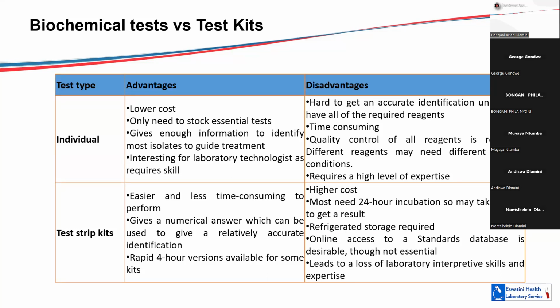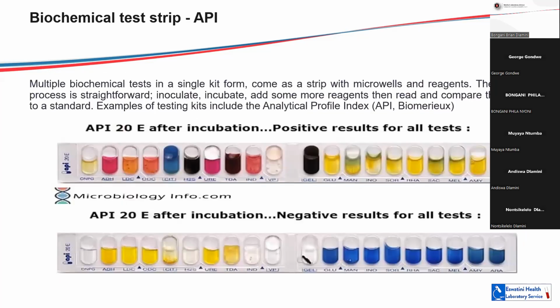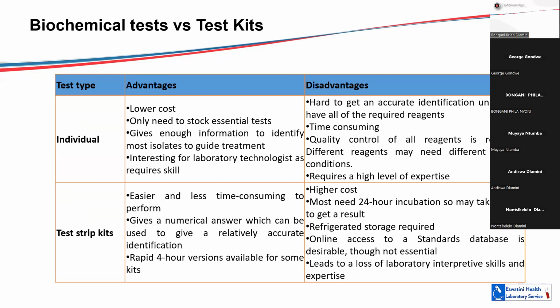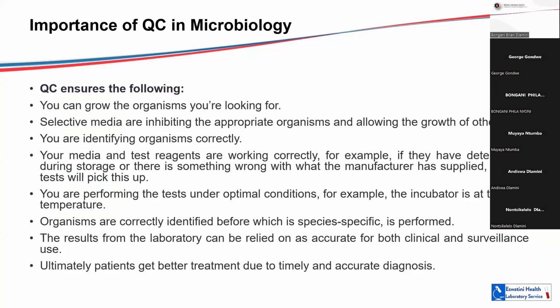The importance of quality control in microbiology: it is very important to do your quality control. The core purpose of quality control is to ensure that all elements involved in the whole process are accurate and valid. So you test your reagents, such as your media. It also tests the environment, the instruments, and the techniques which are used, to see if they are working properly. So when you do your QC, you'll ensure that you can grow the organism that you are looking for.